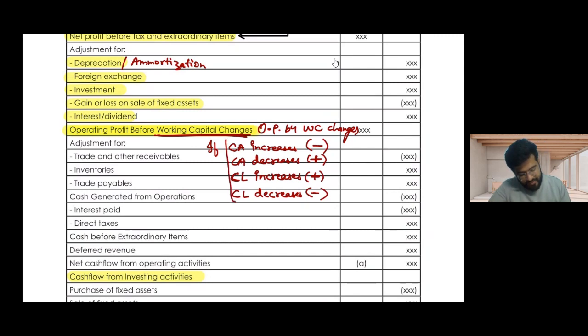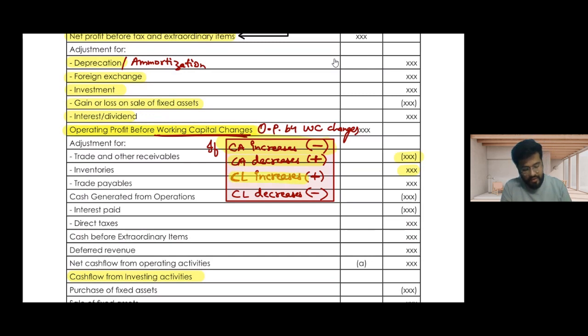So why are we doing this adjustment? What is the logic behind this addition and subtraction? There is a very simple logic. When your current asset is increasing, that means my money is getting stuck in that current asset. So my cash will reduce. That is the logic for reducing the cash flow from your net profit. Okay, then when current asset is decreasing, that means some asset is being sold, so I have got cash out of it. That cash will be added to my cash flow statement, so that is now added.